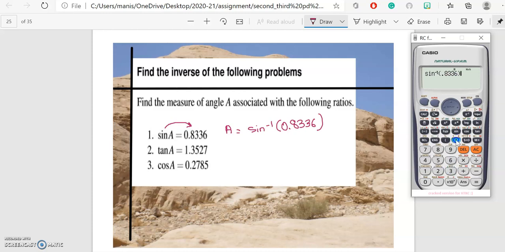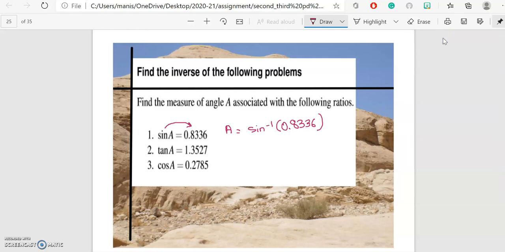0.8336, and I will close my parentheses, and this is my answer over here, 56.47 degrees. So I'll write over here 56.47. So my answer for angle A is what? Angle A is 56.47 degrees. Remember, we are finding the angles, so we will need the symbol degrees in all of our solutions.